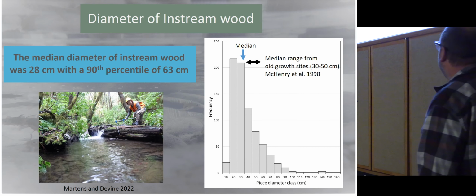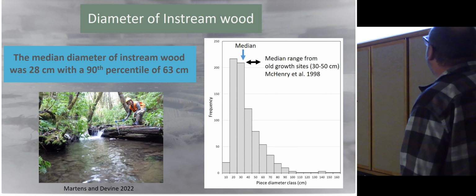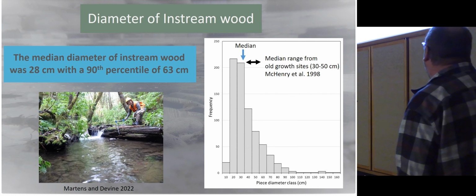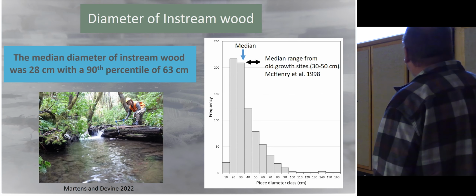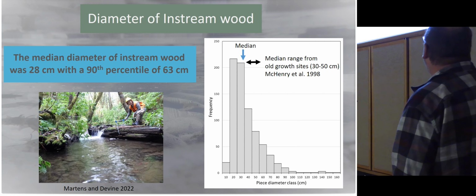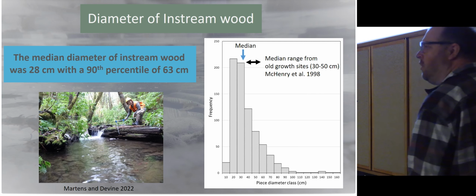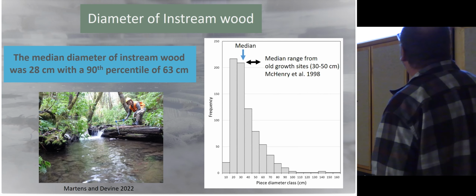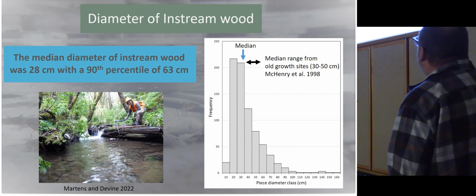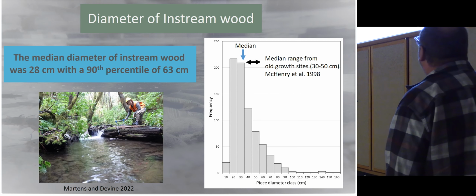As Warren mentioned, we did a more in-depth analysis of wood this last year. Here on my right, you see a bar frequency graph with all the different diameters of wood we find within the stats and trends sites. And we've had a median of about 28 centimeters.